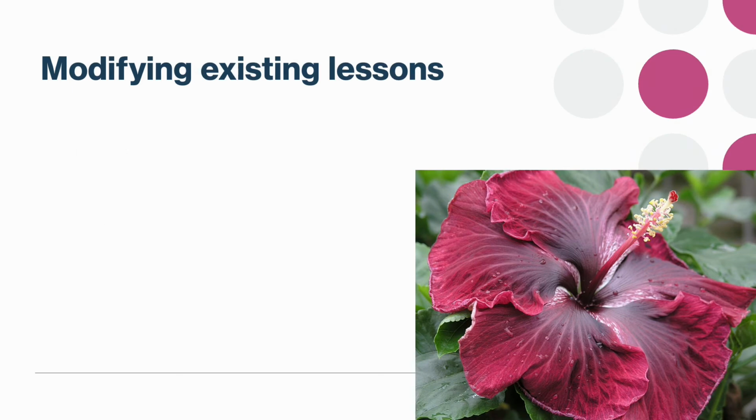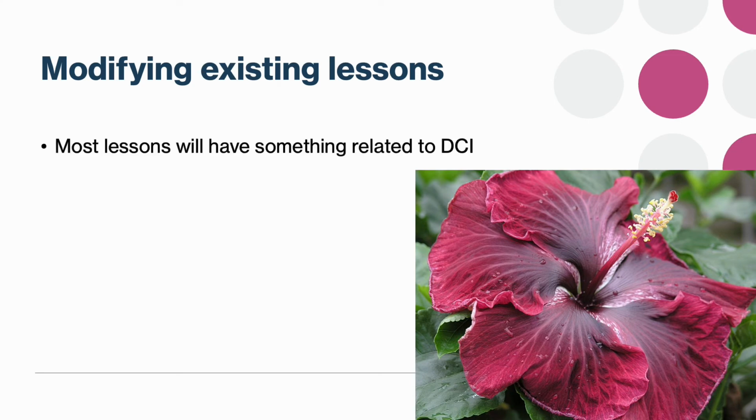What's far more likely, and what I would advocate for 9 times out of 10, maybe more, is to look at modifying existing lessons. Take a look at what you already have and figure out how you can make it better or better align it to the 3D science learning. And so most lessons that you start out with are going to have something related to some DCI.